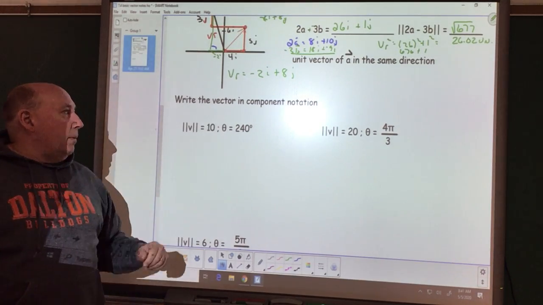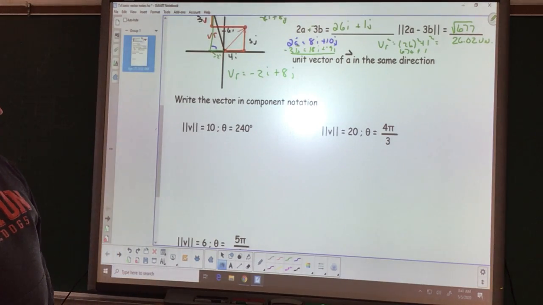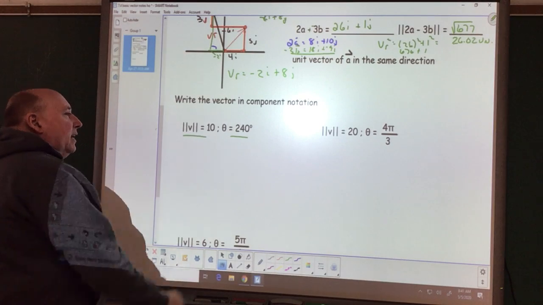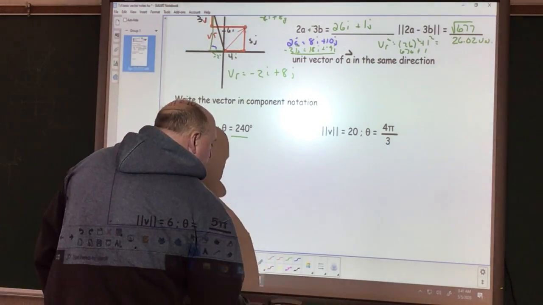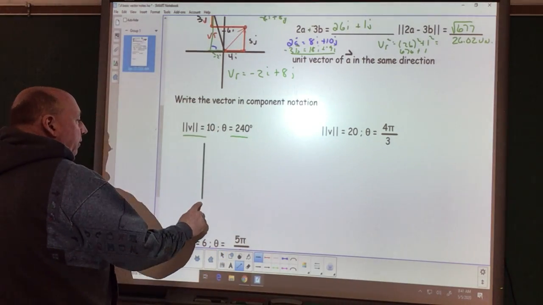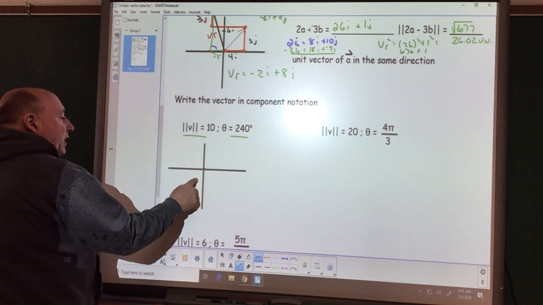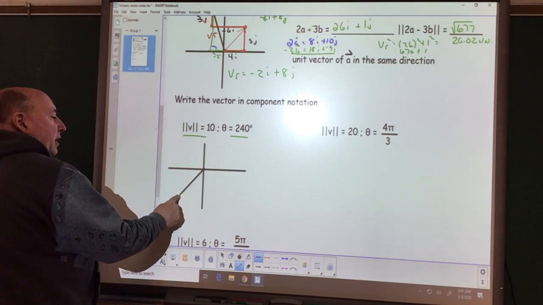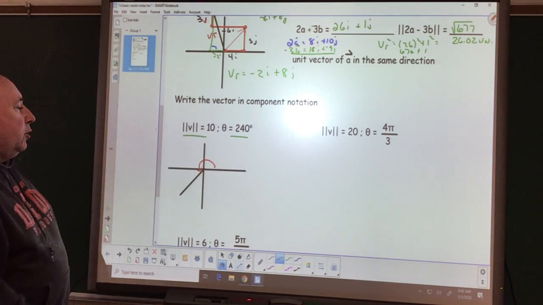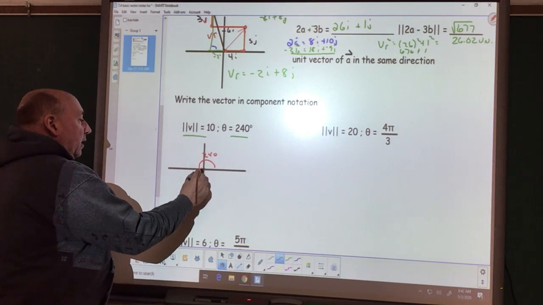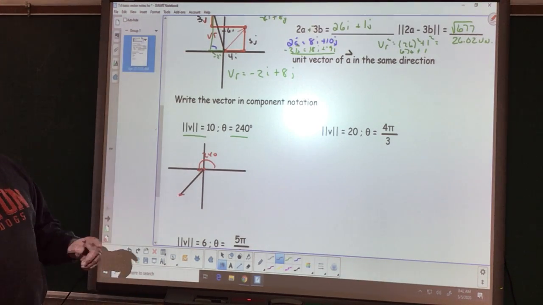Let's take a look at a couple problems down here. I want to write the vector in component notation. The magnitude of V is 10, the angle is 240 degrees. So if I draw a picture of what I have here, 240 degrees is going to take me down into this quadrant. This is where I start, my initial position, and this is my terminal point.